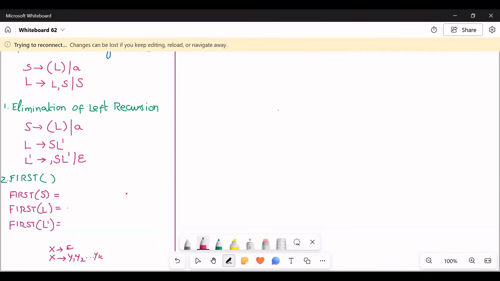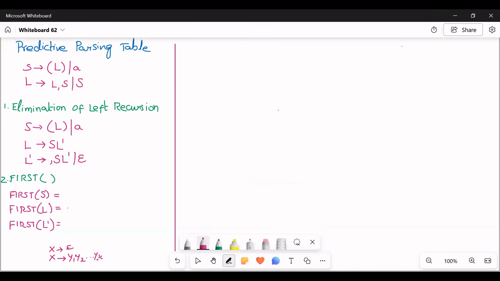So first of Y1, suppose first of Y1 contains some three symbols along with epsilon, which means those three symbols we have to add. Then for epsilon we need to find first of Y2. Suppose first of Y2 also contains epsilon, we have to add first of Y3 and so on. Suppose first of all k symbols contain epsilon, then epsilon must be added to first of X. Okay, these are the three rules.